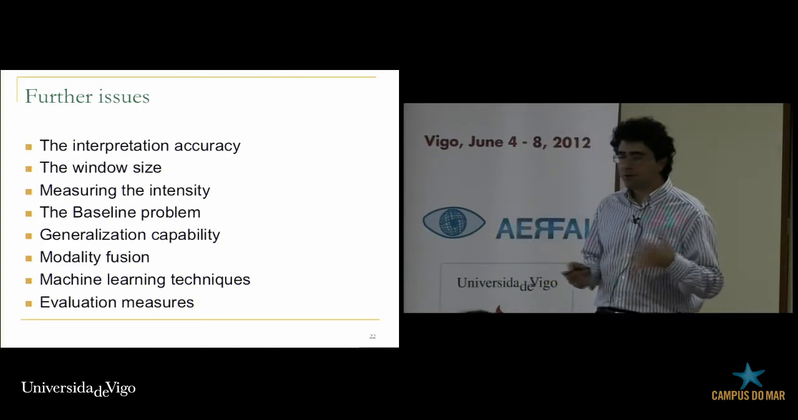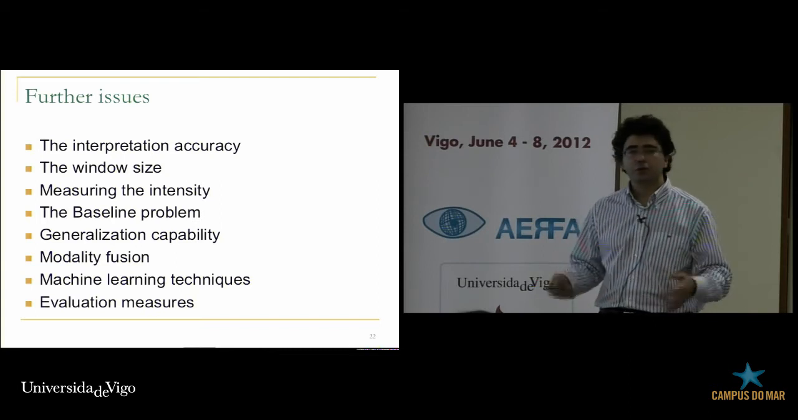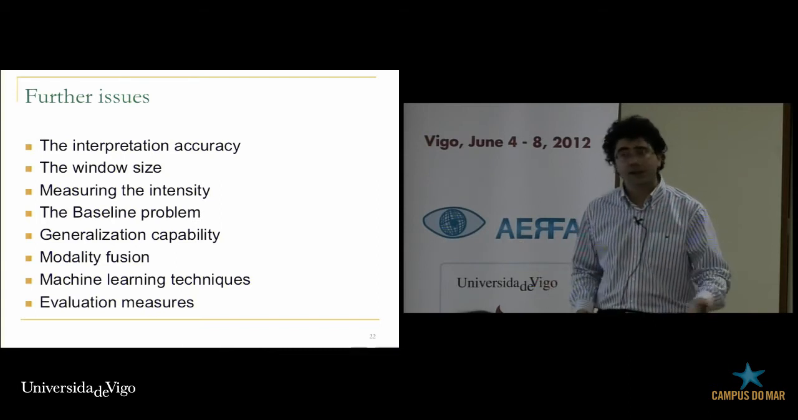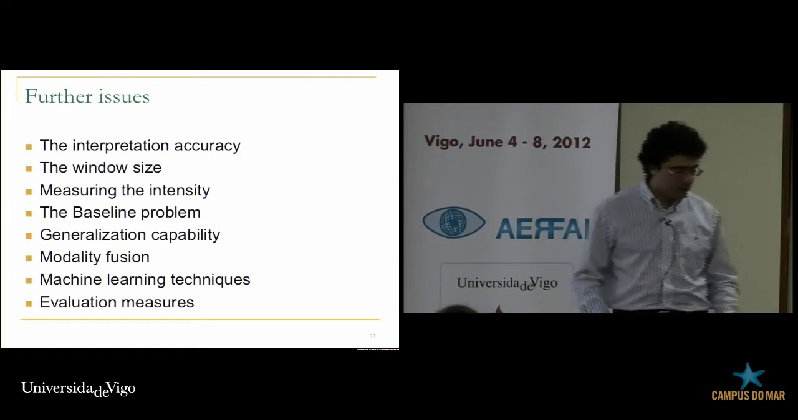Then, of course, treat it as a pattern recognition problem. You have to choose your learning techniques, your classifiers in the end, and set some measures.